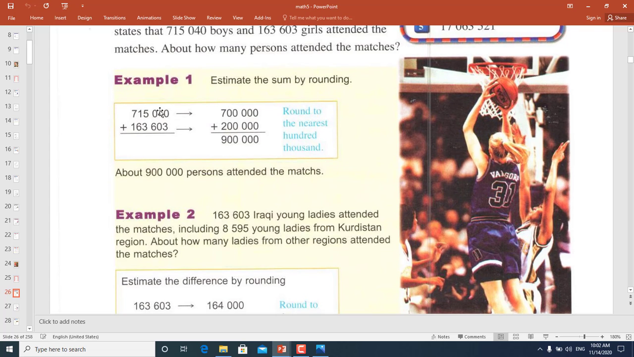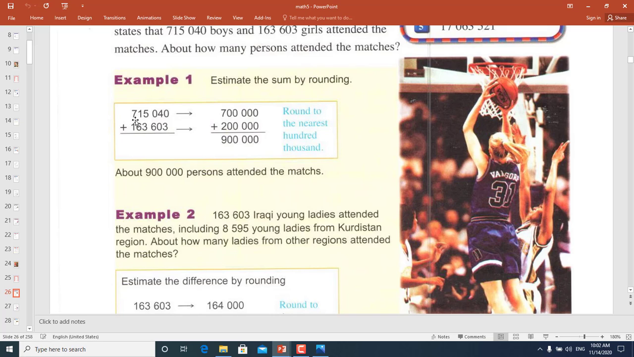Let's solve together. From example one, estimate the sum by rounding. So we will round for the first digit at left. We have this number 750,040 plus 163,603. So we will round for the first digit at left, and we will look at the next digit at right. If the next digit was 1, 2, 3, 4, that means it's rounded down. We don't increase the first digit. But if it was 5, 6, 7, 8, 9, we increase the first digit by 1.